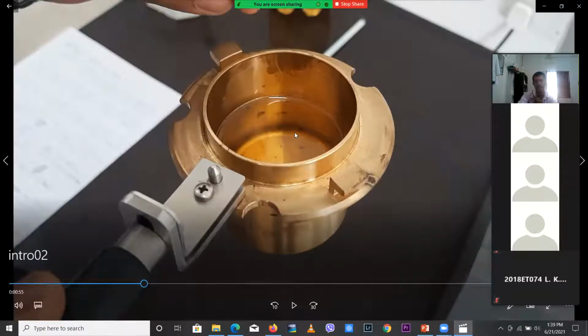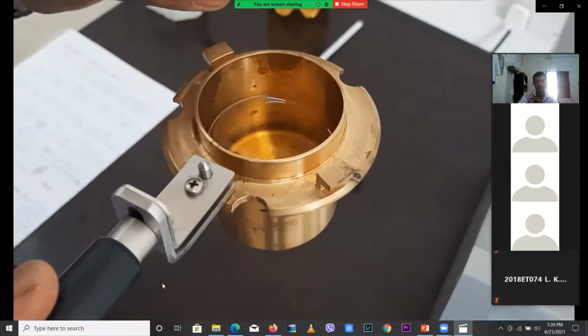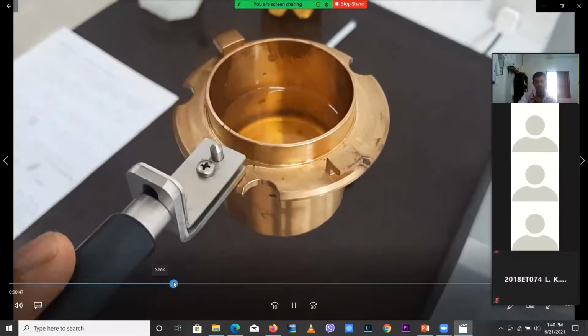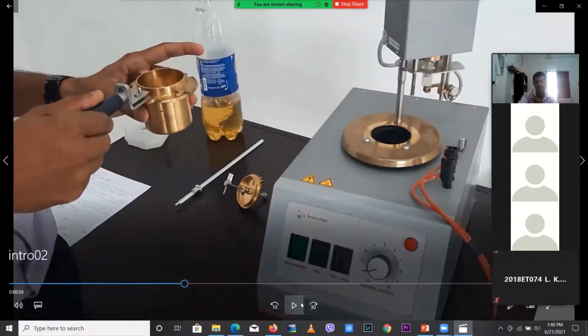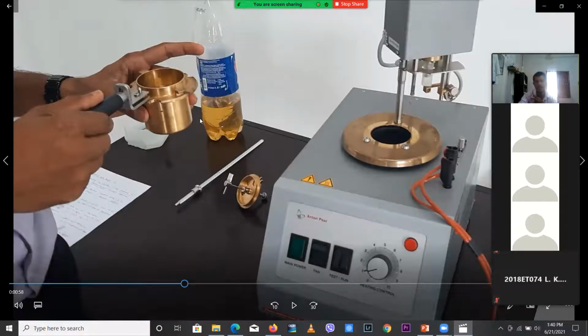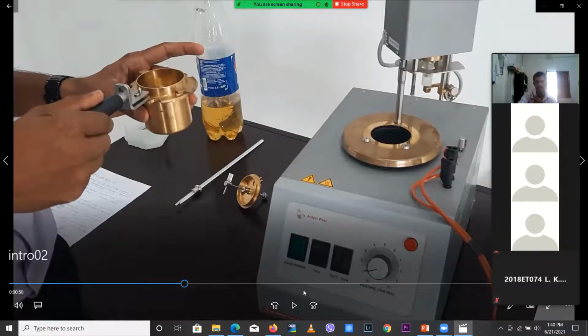And we have to fill the sample here, and there's a limit line, right? Up to that line, we should fill the sample. Then after filling that sample, we have to... but here we are going to do the experiment for the diesel, so we will fill up to that limit using the diesel sample we have filled already. Okay.